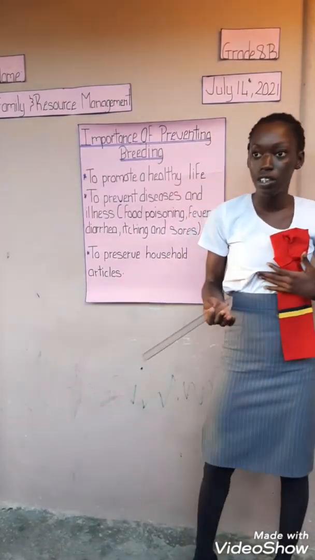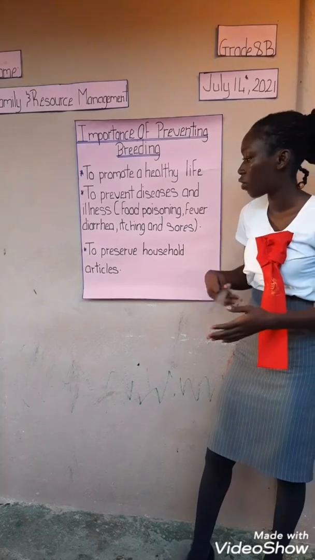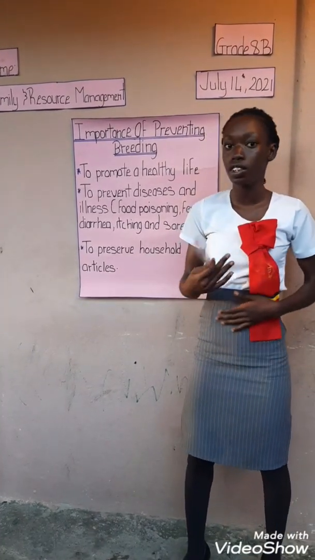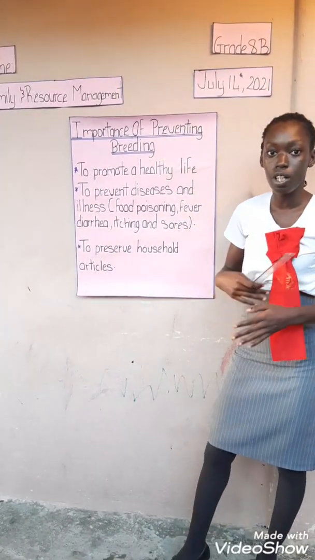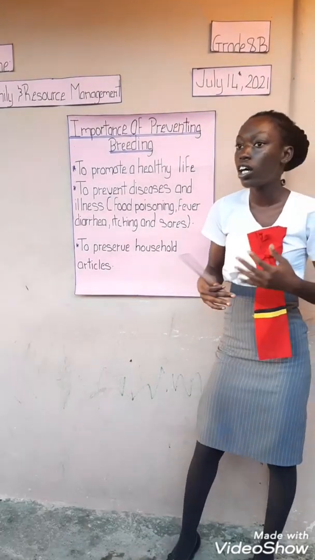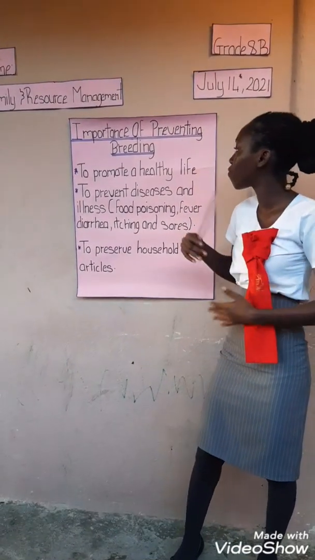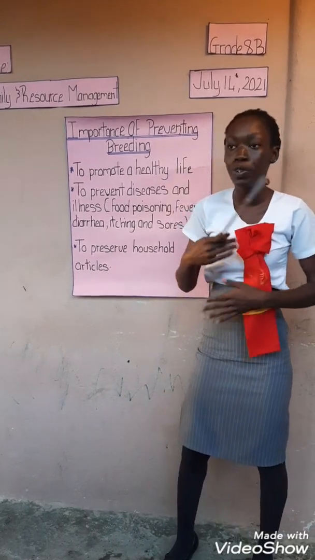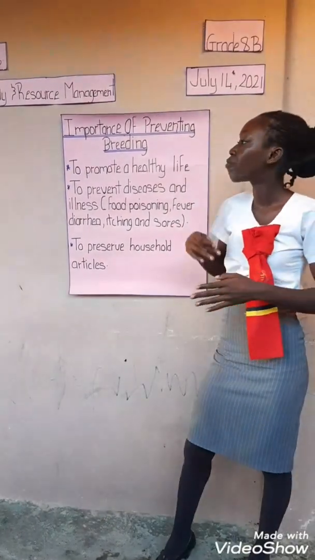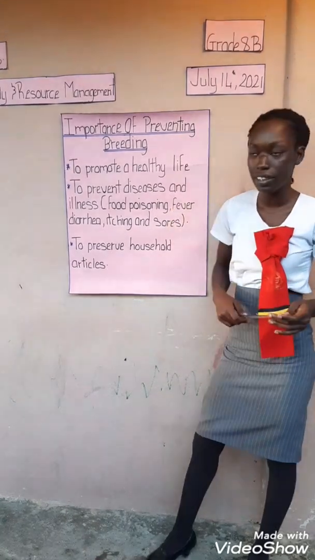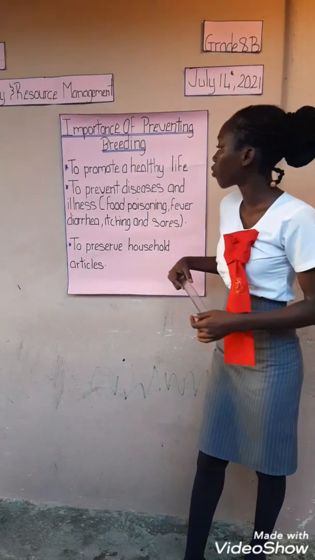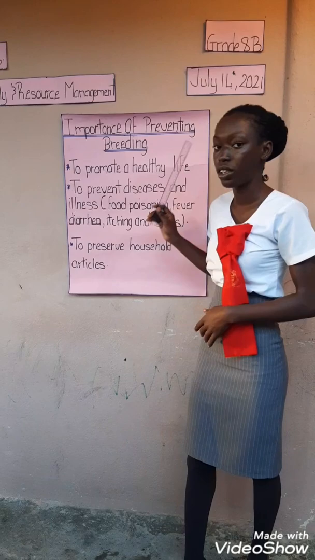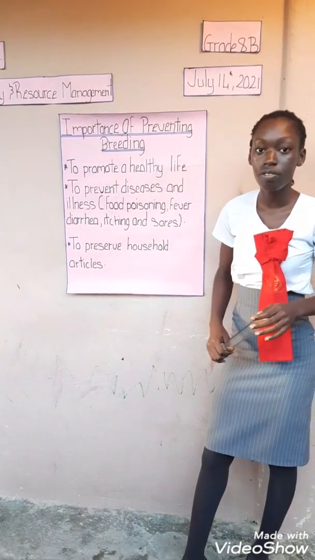They damage the articles, meaning they can bite the wood, bite up the chairs, and the bed bugs and so on. And these articles will not be able to stay a long time. So if you prevent them, these articles will be able to stay long when you're preserving them, because you're preventing the household pests. So everyone understands now why it's important to prevent breeding?